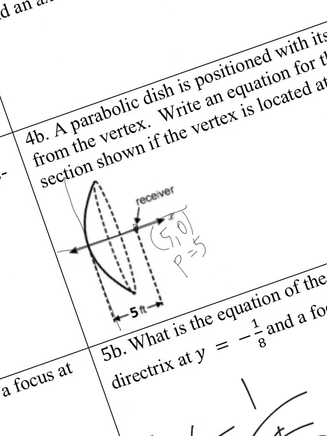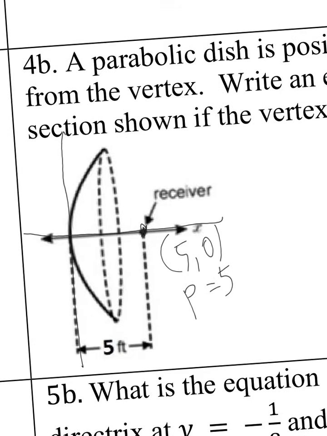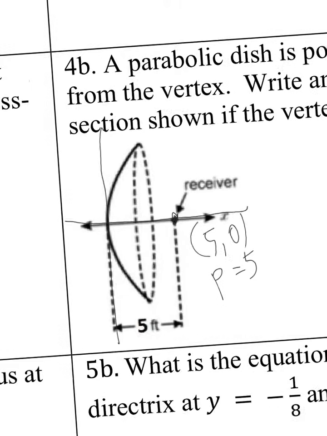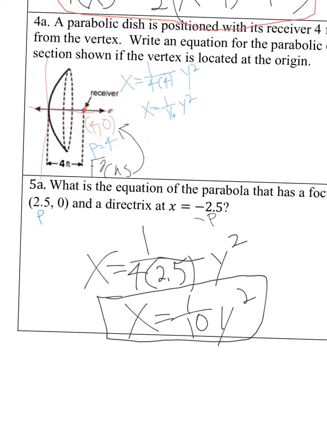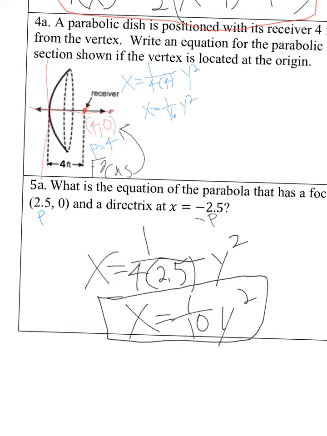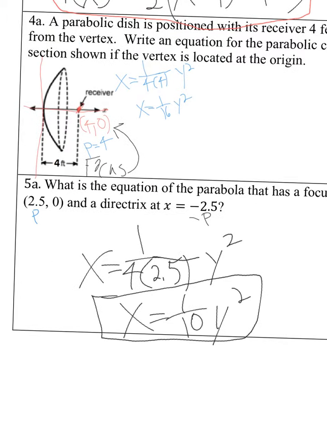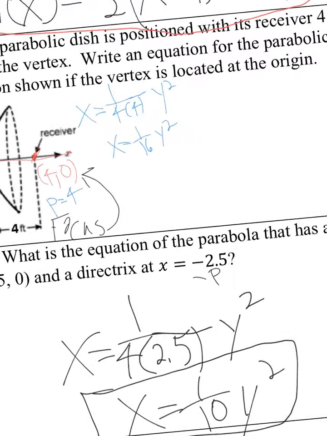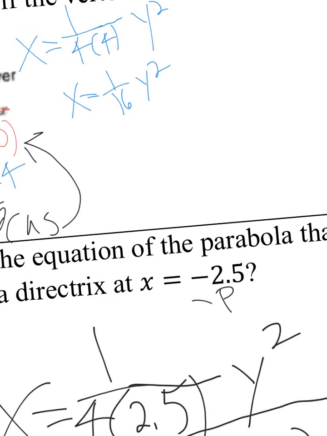Alright? This other one is the exact same problem, except p is 5. So I think you should be able to do that without any more help. 5a, what's the equation of the parabola that has a focus at 2.5, 0 and a directrix at x equals negative 2.5? So remember, the directrix is x equals negative p. Okay, so that tells me p is going to be 2.5.